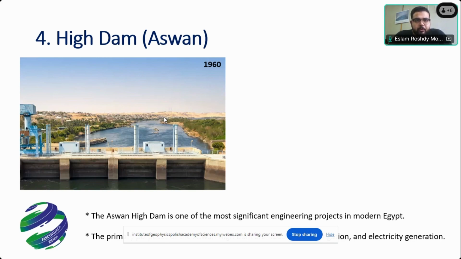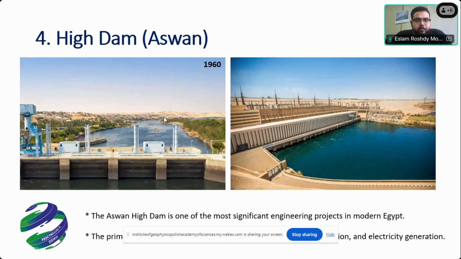The primary purposes of the Aswan High Dam are flood control, irrigation, and electricity generation. By regulating the flow of the Nile River, the dam helps to prevent destructive floods. The dam also generates electricity through its hydroelectric power station, helping to meet the country's energy needs.